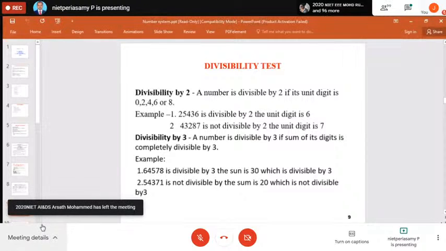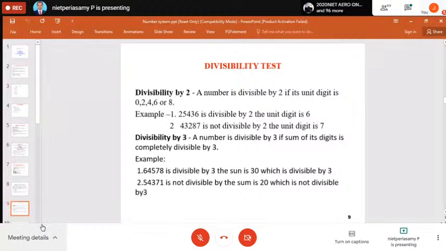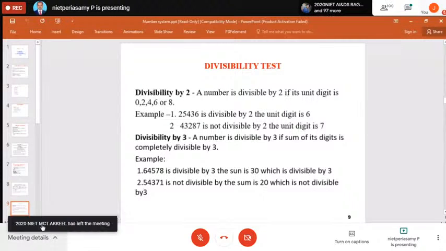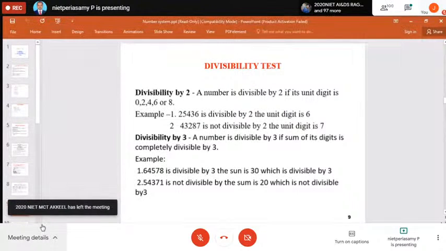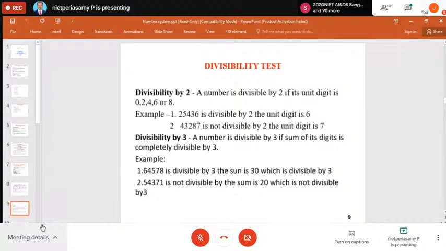In this numeral 64,578, add all the digits: 6 plus 4 plus 5 plus 7 plus 8. When you add all the digits, the total sum is 30. This 30 is divisible by 3, so the numeral 64,578 is divisible by 3. This is divisibility by 3.